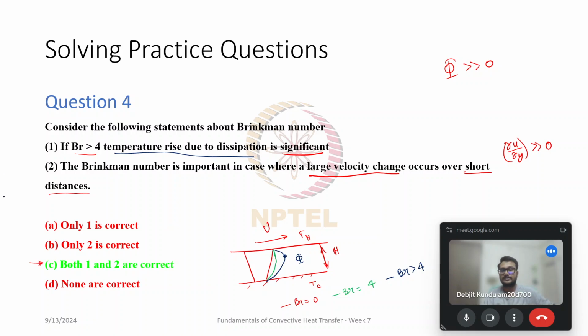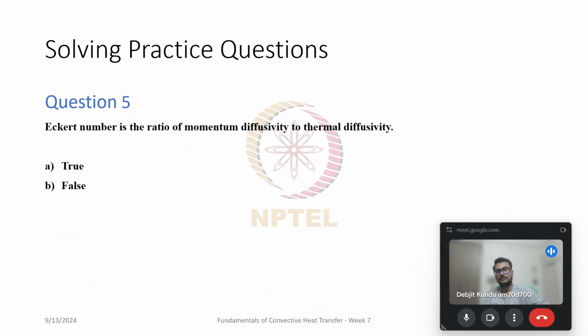So that's why both statements 1 and 2 are indeed correct, and we should have chosen option C, that is both 1 and 2 are correct. I hope that makes things clear. We will move on to question number 5, which is a true or false type of question. And the statement is that Eckert number is the ratio of momentum diffusivity to thermal diffusivity. Is that statement true or is it false?